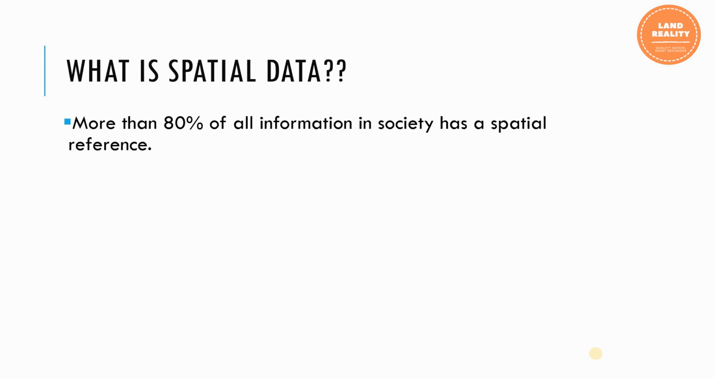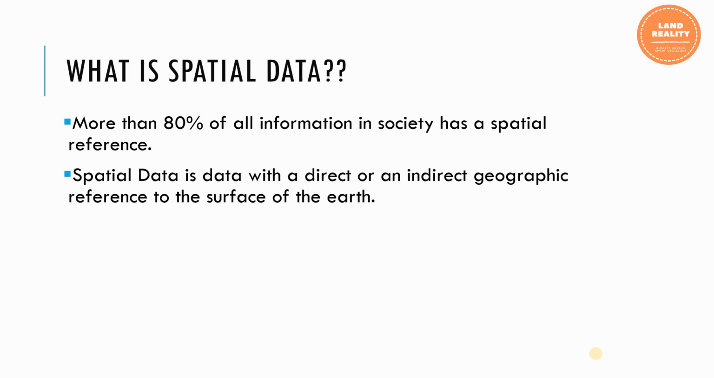More than 80% of all information in society has a spatial reference, meaning that about 80% of information in society has a geographic point with reference to the surface of the earth. Spatial data is data with a direct or indirect geographic reference to the surface of the earth.